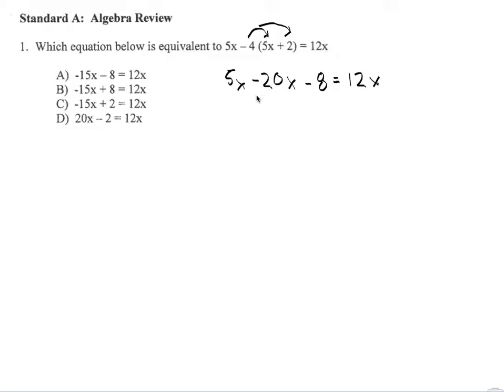And then simplifying, combining like terms, 5x and a negative 20x makes a negative 15x minus 8 is equal to 12x. So the correct answer here is negative 15x minus 8x. So the correct answer is A. And please do stop me if you guys have any questions.